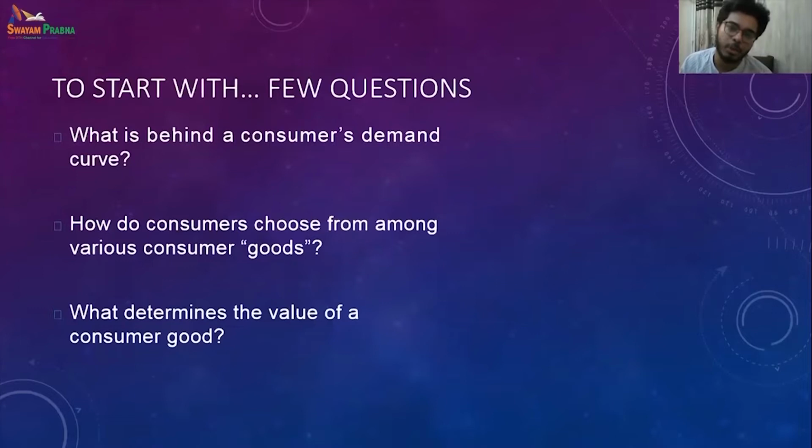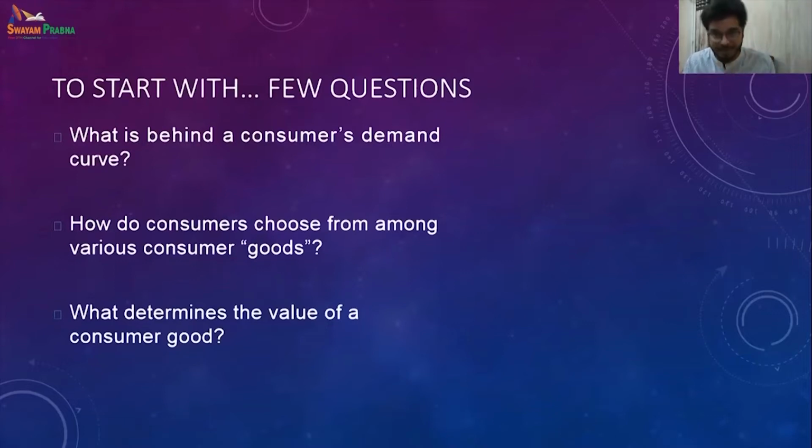The next question we try to answer is, how do consumers choose from among various consumer goods? As I said, in the previous lecture we discussed that they have multiple choices, and they need to understand what is the best possible choice, or what makes them the happiest. They will try to understand that based on their utility or satisfaction. So that also we will try to understand under consumer behavior. The next thing we try to understand is what determines the value of a consumer good. So whatever we are consuming, we can consume rasgulla, we can consume biryani, we can consume a glass of water.